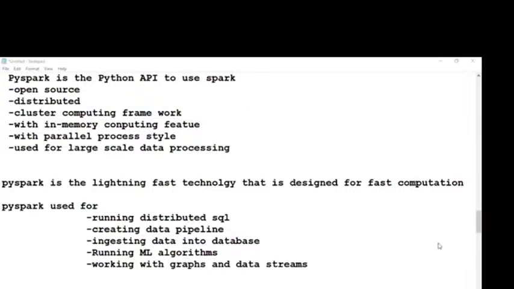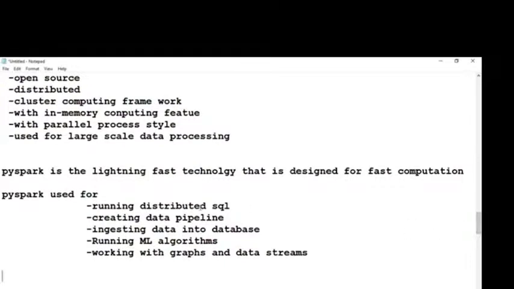Sorry, I'm suffering with a cold. PySpark is used for running distributed SQL, creating data pipelines, ingesting data into databases, running ML algorithms, working with graphs and data streams.